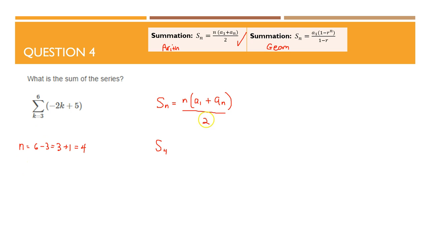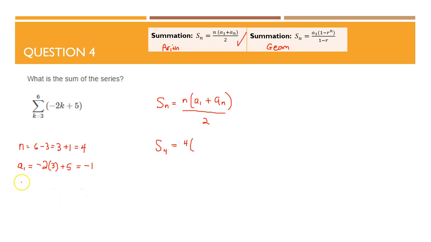Okay. Now, how do we find the first term of the sequence? That's a sub 1. What is a sub 1? We get a sub 1 by taking the bottom term, where k is equal to 3, and substituting it into the equation. That'll give us the first term. So it's negative 2 times 3 plus 5. Negative 6 plus 5 is negative 1. So our first term is negative 1.